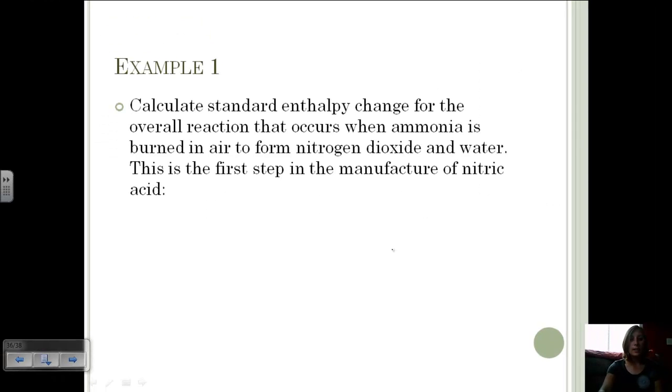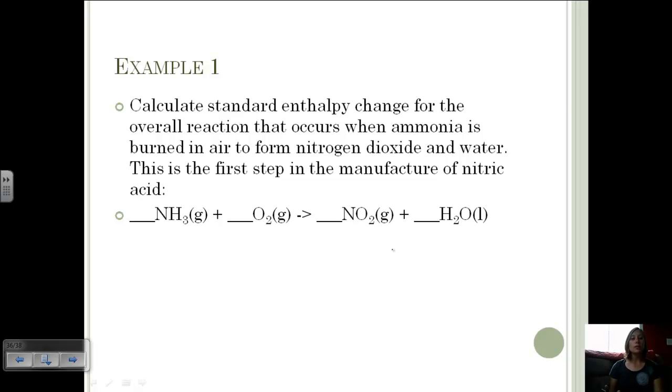So let's take a look at an example. Calculate the standard enthalpy change for the overall reaction that occurs when ammonia is burned in air to form nitrogen dioxide and water. This is the first step in the manufacture of nitric acid. So I've already written the reaction for you. Now, given that you know all the reactants and products, you could write this on your own as well.